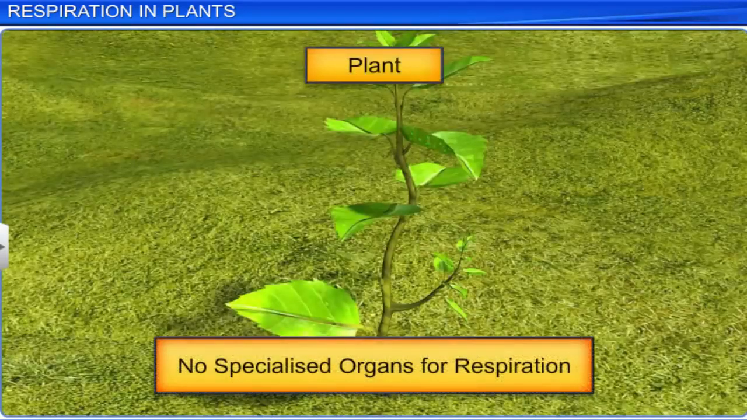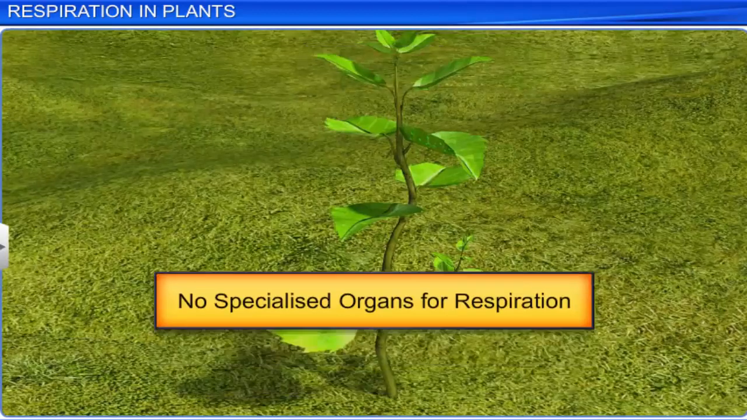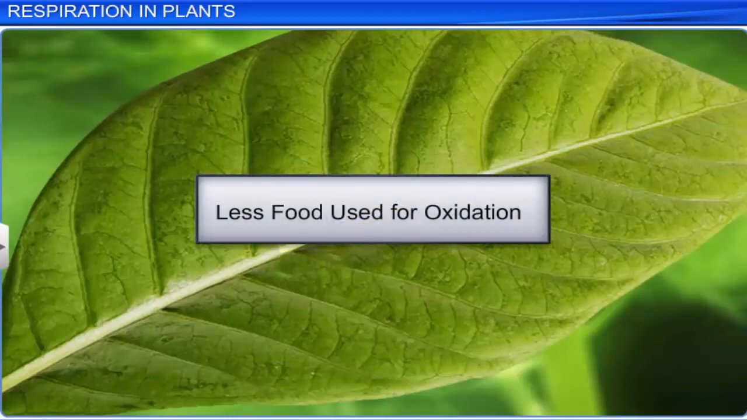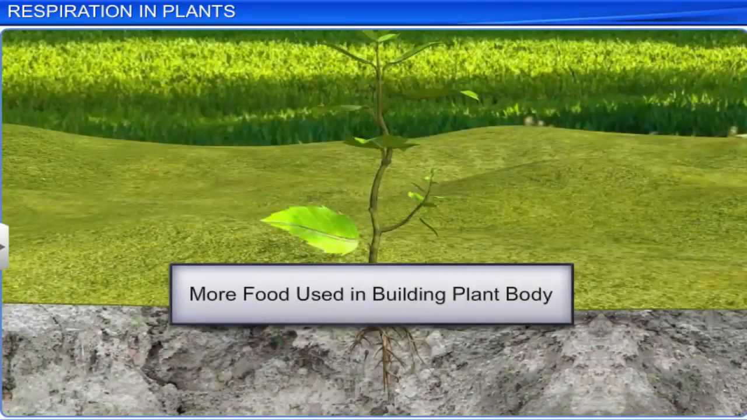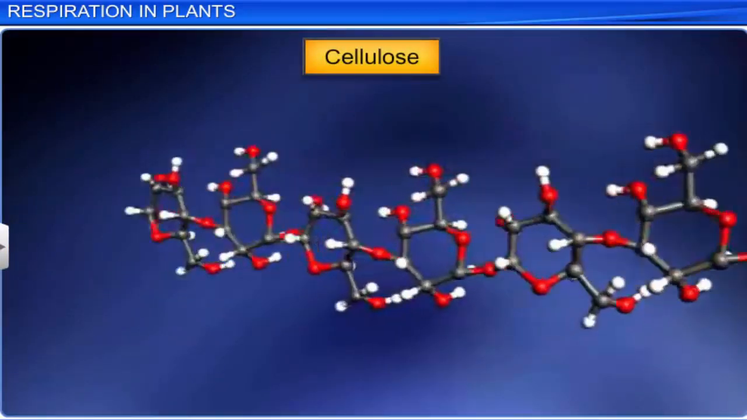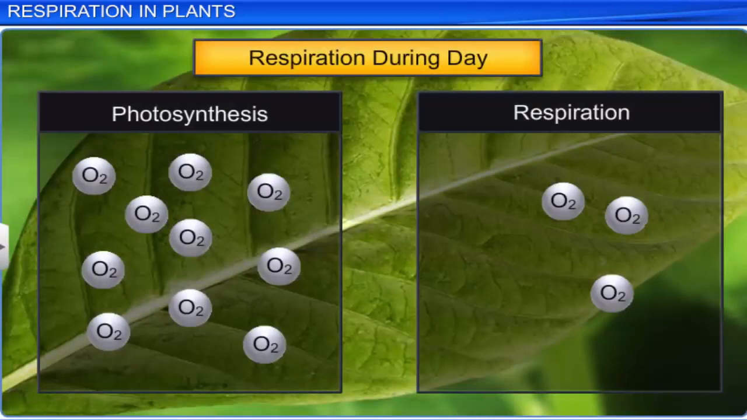Plants have no such specialized organs. This is because plants utilize less oxygen for the oxidation of food. Plants utilize only a small amount of food for oxidation, and the rest is used in building their body, in the form of cellulose. Further, the demand for oxygen is supplied during photosynthesis, where oxygen is an end product.